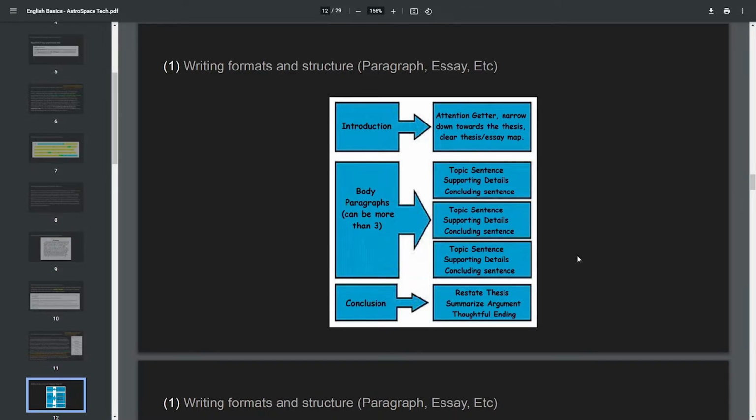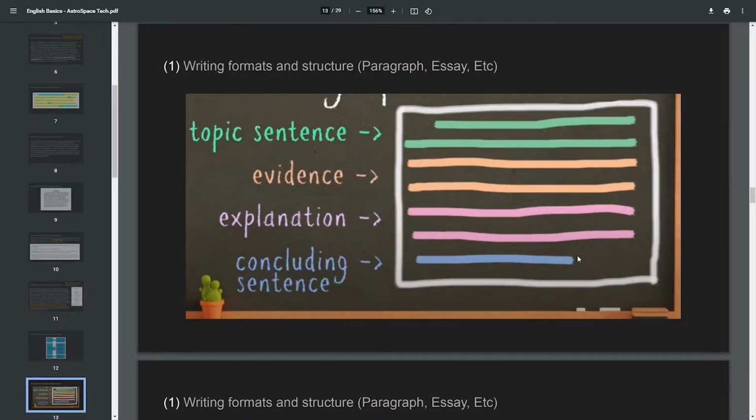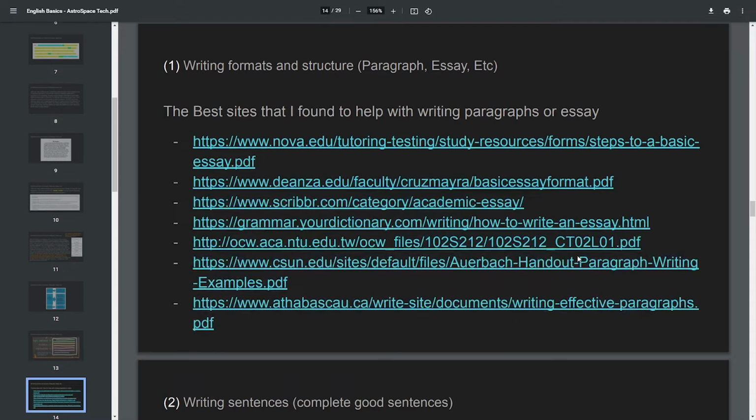If you don't understand this, you can also look at this, breaking it down. These were the best sites I found which talk about the structure of paragraphs and essays, and explain more in depth what I was trying to explain. So always feel free to go to these sites.